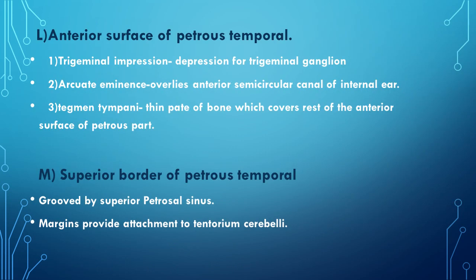Then we can see the features on the anterior surface of the petrous temporal bone. Some of them are the trigeminal impression for the trigeminal ganglion, the arcuate eminence, which overlies the anterior semicircular canal of the internal ear, and the tegmen tympani, a thin plate of bone which covers the rest of the anterior surface of the petrous bone. Then there is a superior border of the petrous part of the temporal bone. It is grooved by the superior petrosal sinus, and the margin of the groove gives attachment to the tentorium cerebelli.